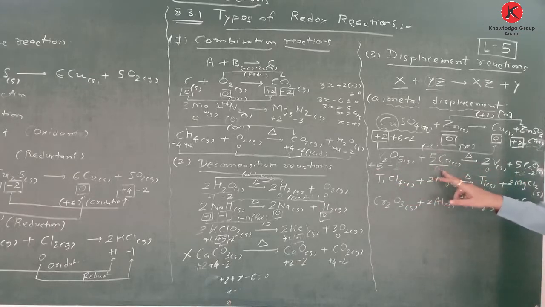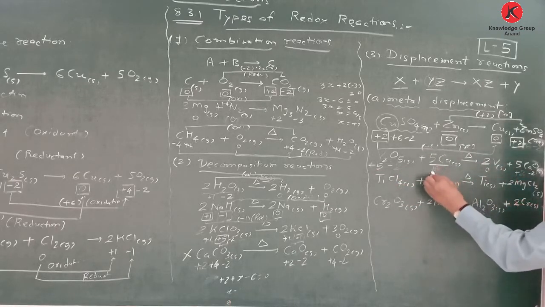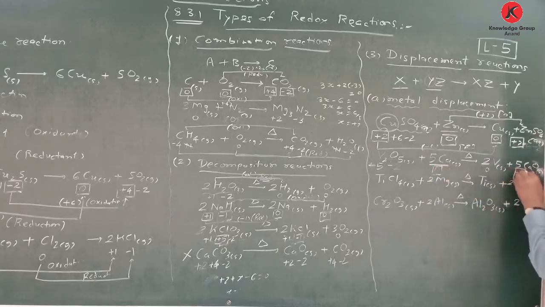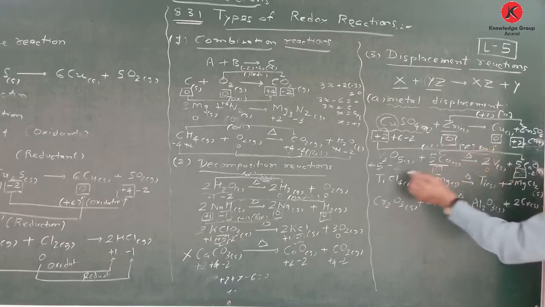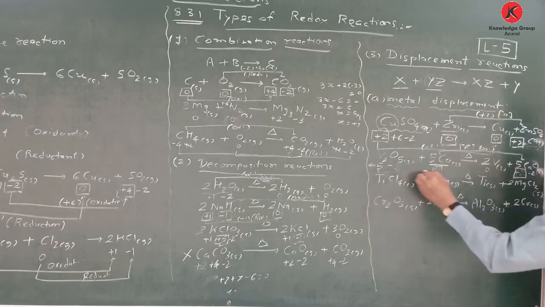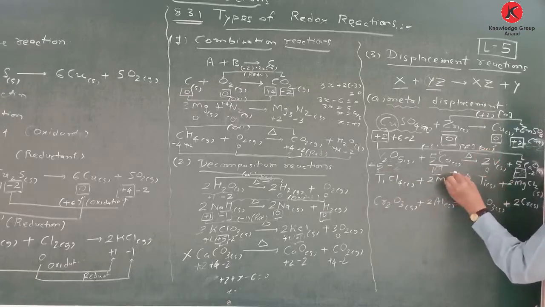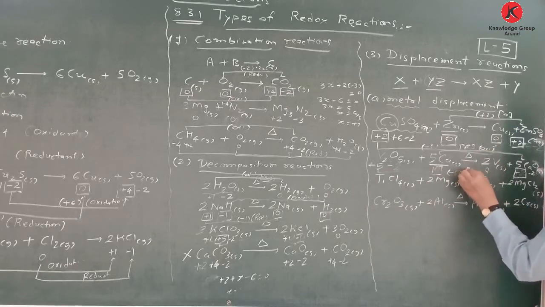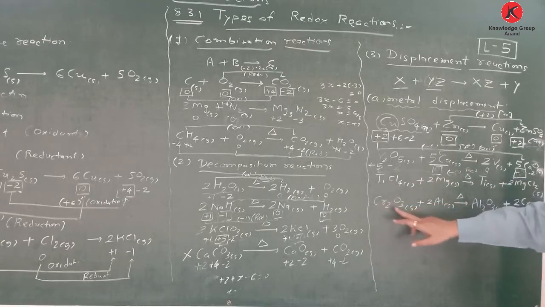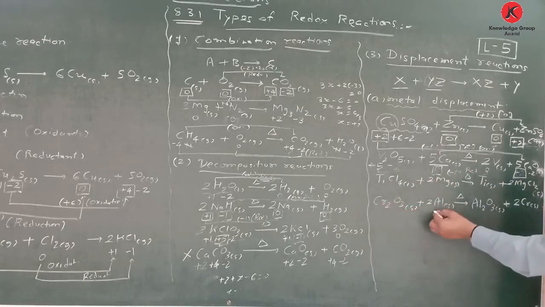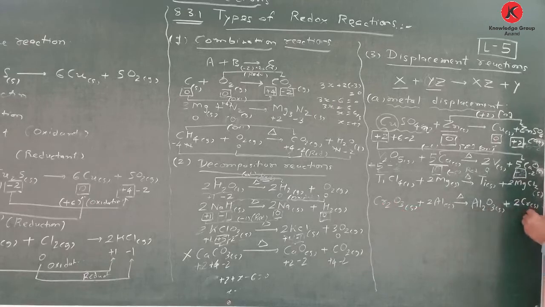Minus 2. Just see, 0 to plus 2. Oxidation number increases, so it is considered as an oxidation reaction, and plus 5 to 0 is considered as which reaction? Reduction reaction. Same way, TiCl4 plus twice Mg solid gives Ti solid plus twice MgCl2, and in the next one, Cr2O3 solid plus twice Al solid gives Al2O3 solid plus twice Cr.